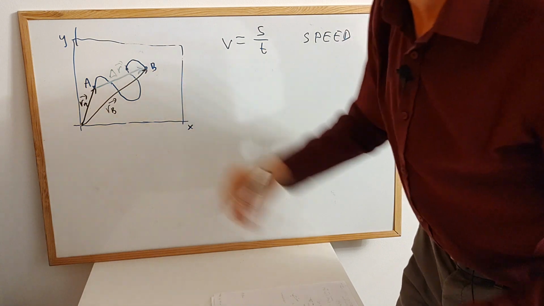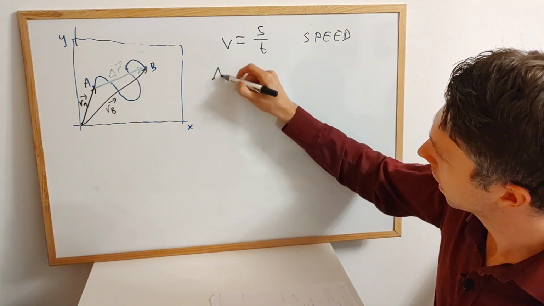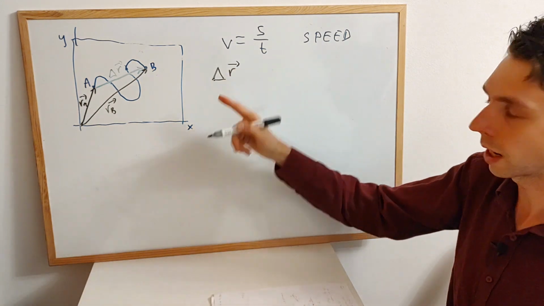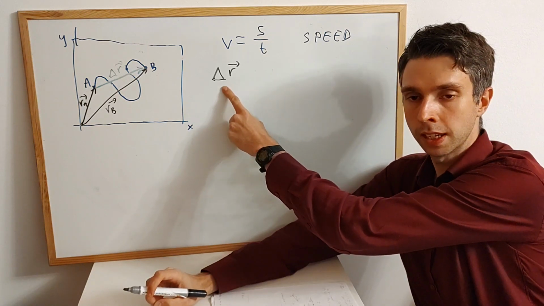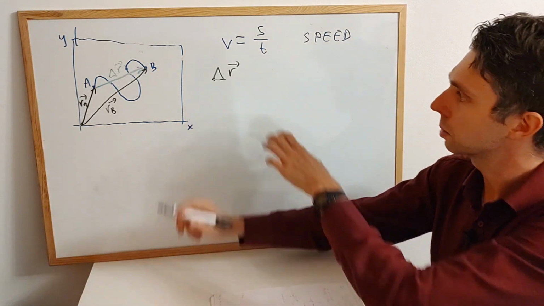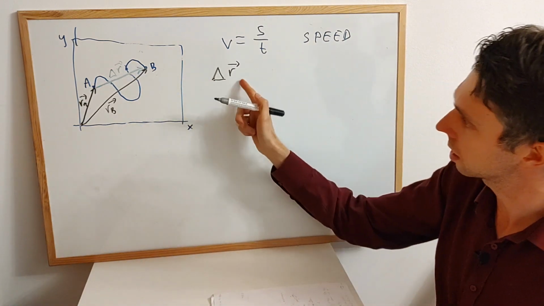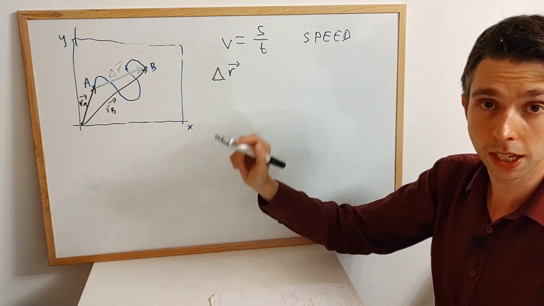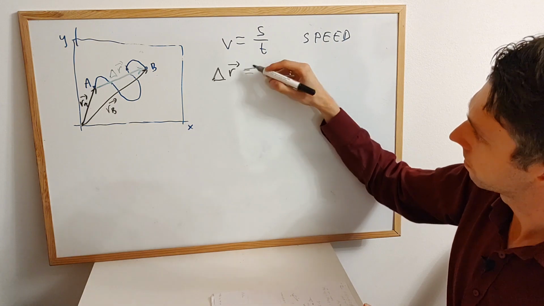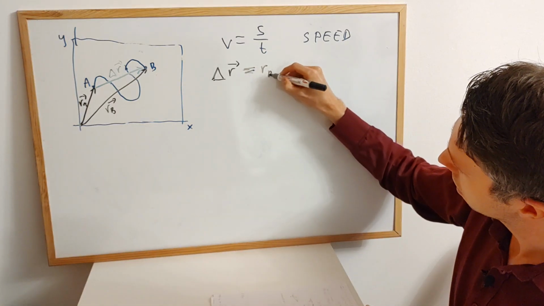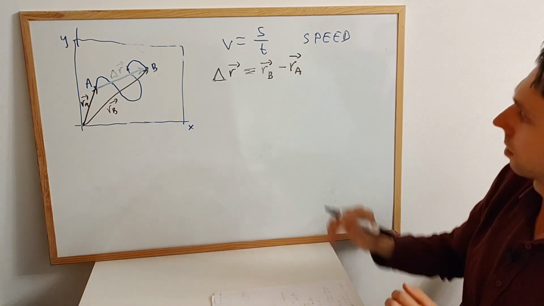Let's call it delta r. So this triangle is actually the capital Greek letter delta, and always in physics this delta means change of something. So in this case, displacement, so delta r is the change in position. So this is the final position minus the initial position.